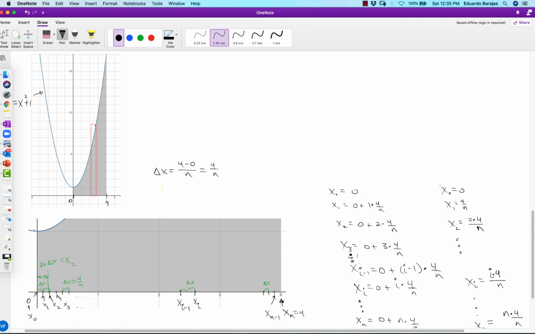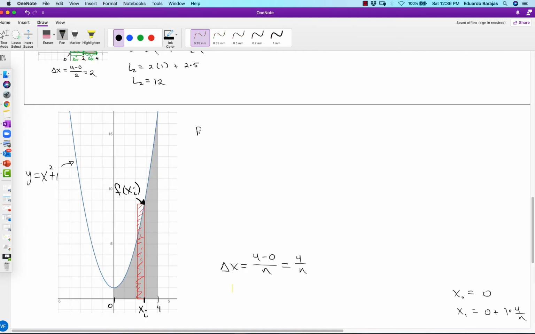Okay, so I'm using the right end rule. That point right there will come from plugging in this point, which is the x sub i value. And then this point up here would be f of x sub i. Of course, we're interested in finding the sum of all these rectangles as an approximation. So let's write down the formula.